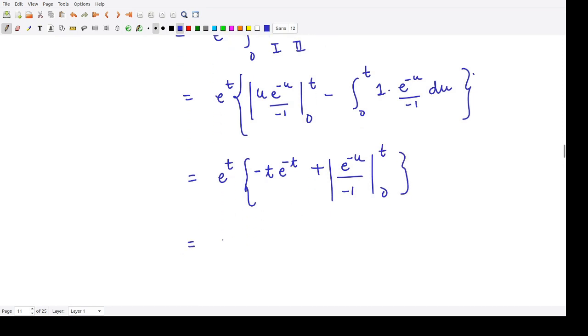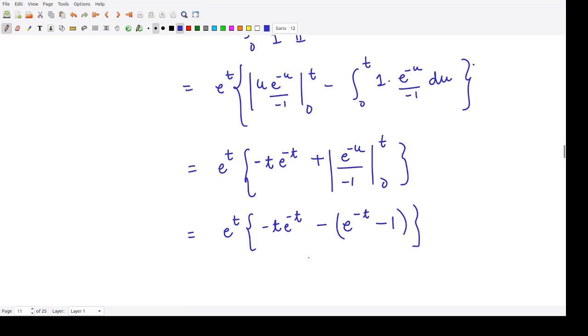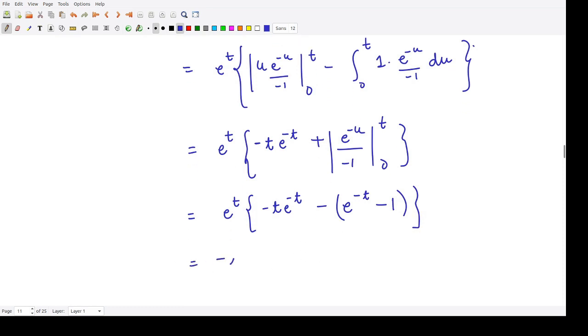So when you substitute the limits, it would be equal to minus t e to the power minus t, plus it would be minus e to the power minus t, and when you substitute the power as 0, it would be 1. So the final answer after convolution becomes minus t, then minus 1, and then again we have plus e to the power t. So this is the product which you obtain after convolution.